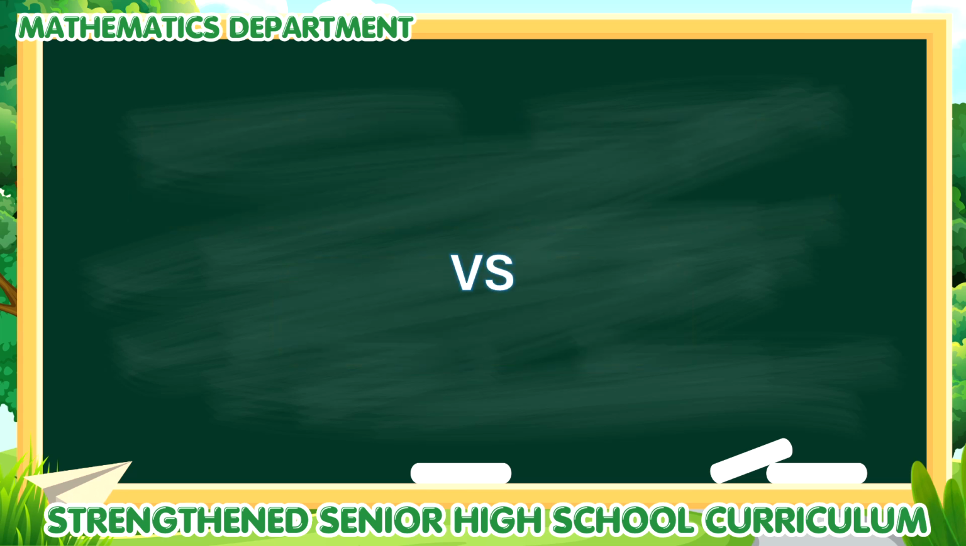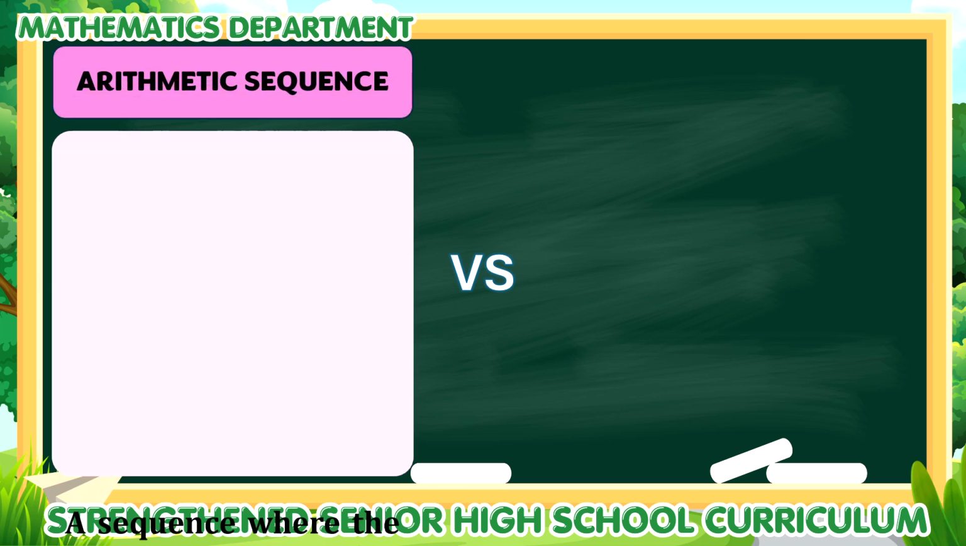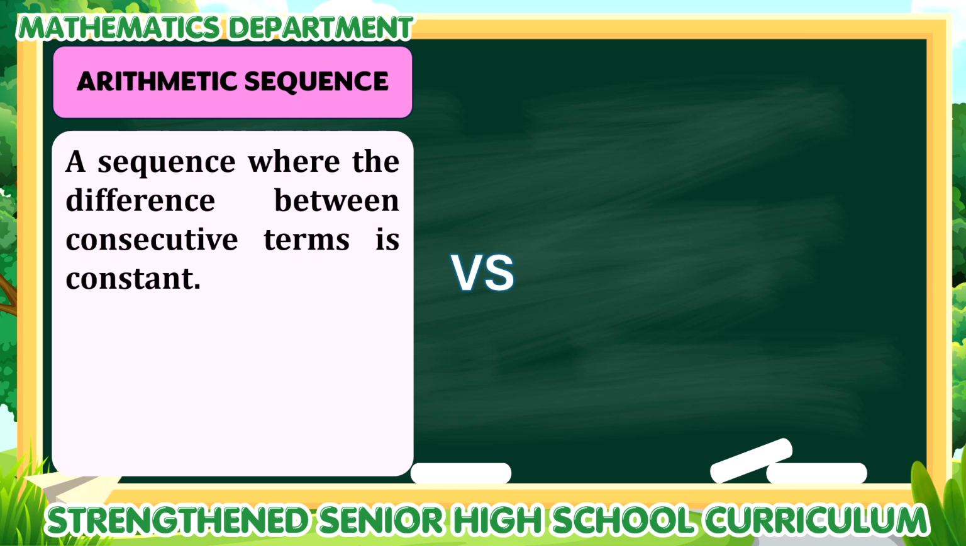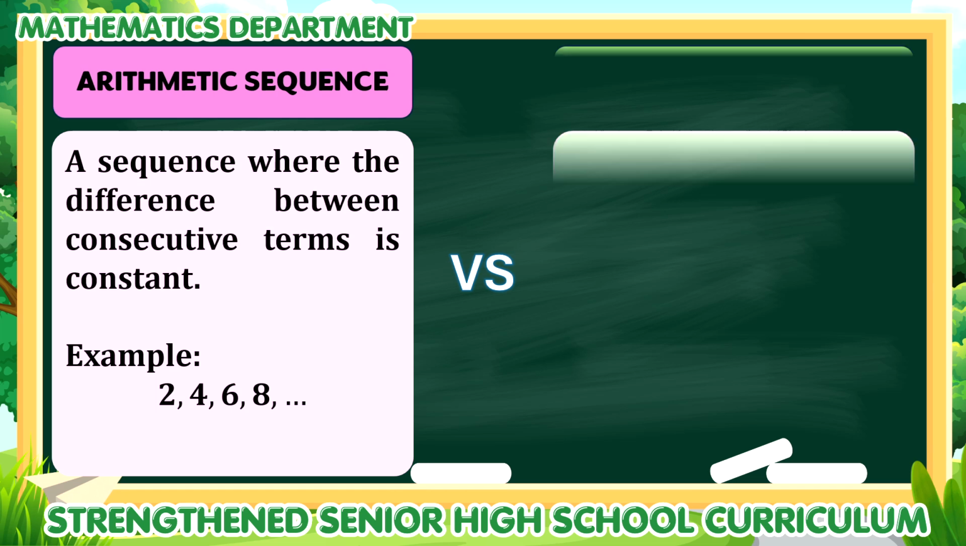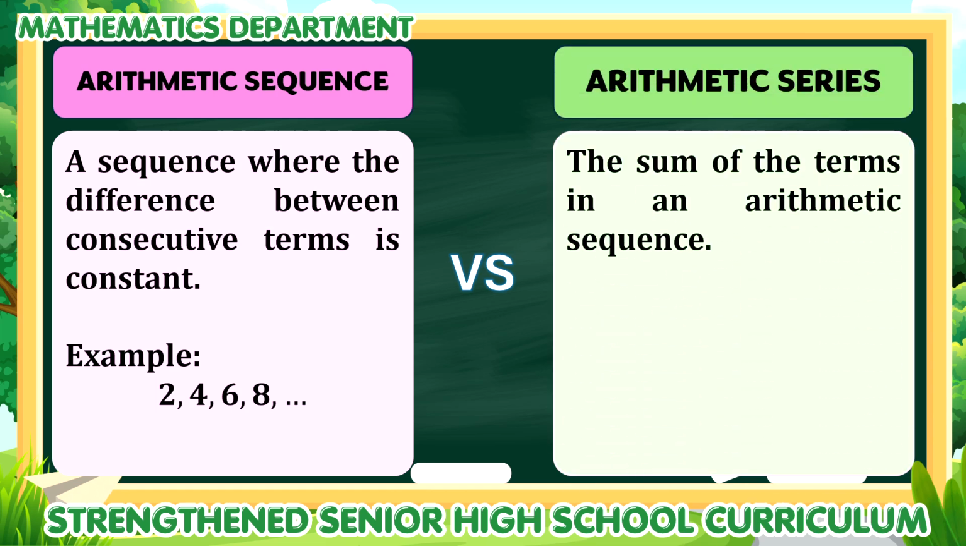Let's begin with comparing sequence and series. An arithmetic sequence is defined as a sequence where the difference between consecutive terms is constant. For example, we have the sequence 2, 4, 6, 8, and so on, with common difference 2. On the other hand, an arithmetic series is defined as the sum of the terms in an arithmetic sequence.